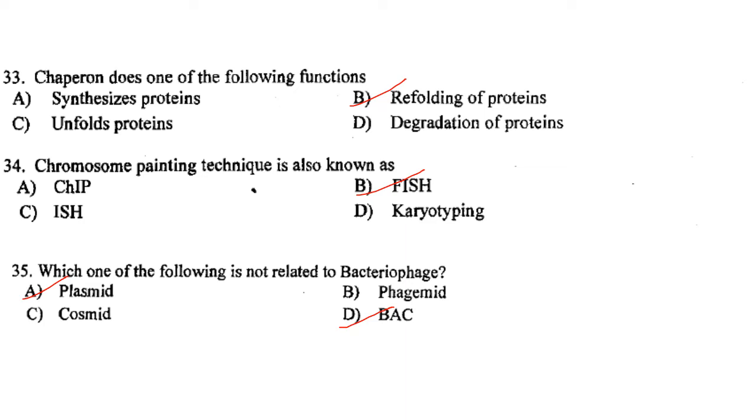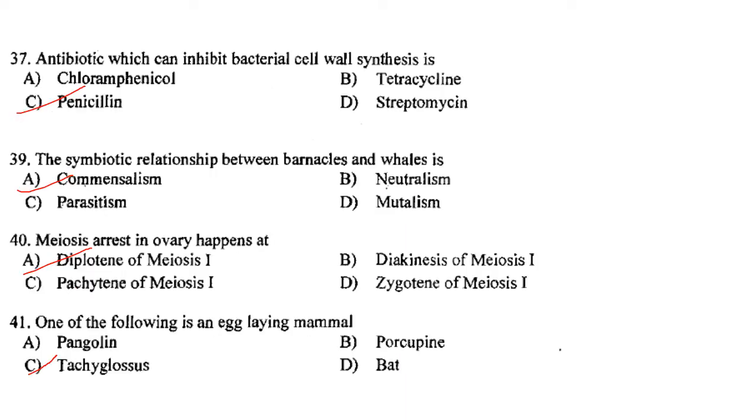Answer is option B. Which one of the following is not related to bacteriophage? Plasmid, phagmid, cosmid, BAC. So plasmid and BAC are not related to bacteriophages. Answer is option both A and D. Okay, antibiotic which can inhibit bacterial cell wall synthesis is, it is penicillin.